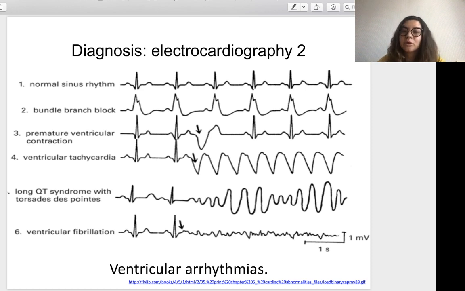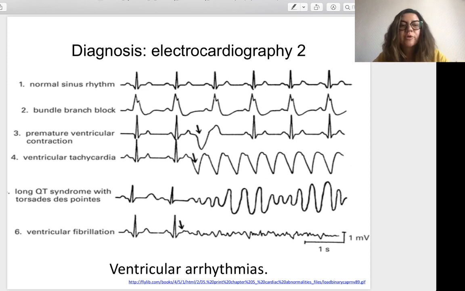Second, it is not an arrhythmia, but it is a conduction disorder that we name bundle branch block. According to where it starts, on a 12-lead ECG we can find this M shape. Left or right bundle branch block can be diagnosed.